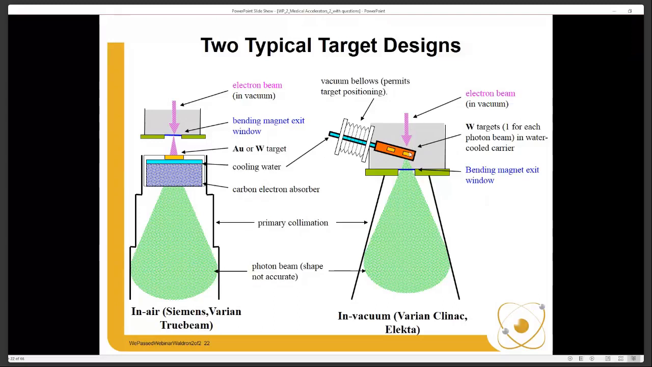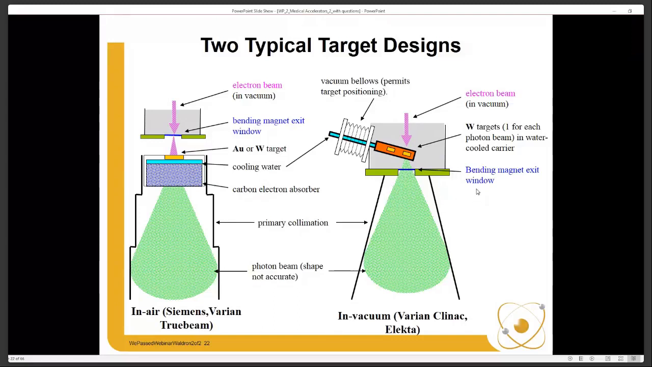The electron beam strikes the target. Technically, it's still inside the bending magnetic field, and so I don't need that electron absorber. The electrons are generally swept out of the photon beam. That means my bending magnet window can be much thinner. I enter the primary collimator, and there's my cone of radiation.